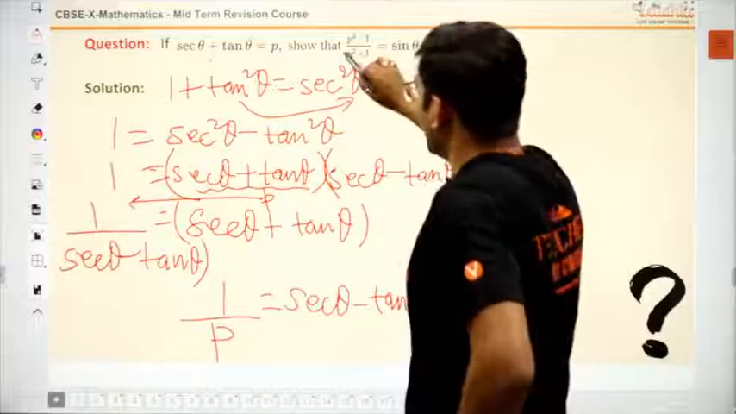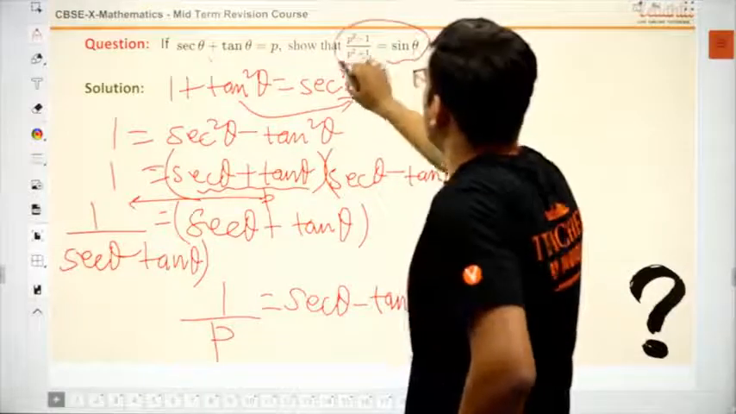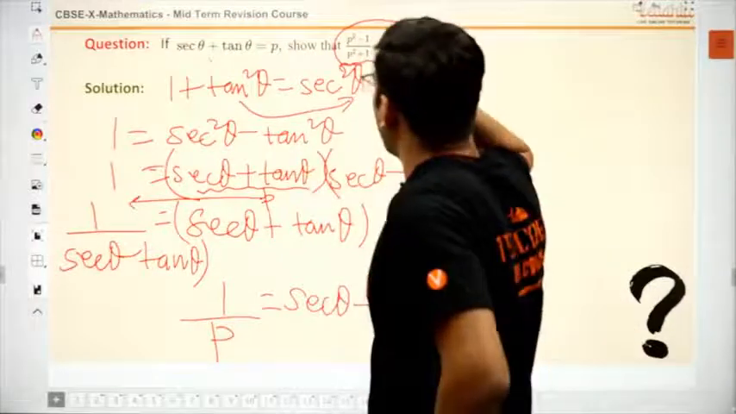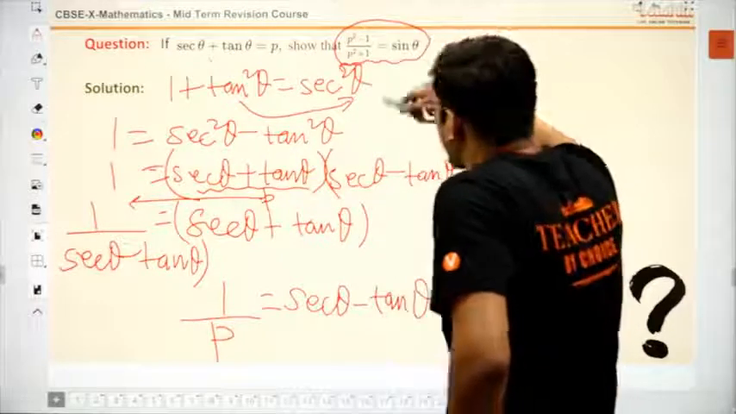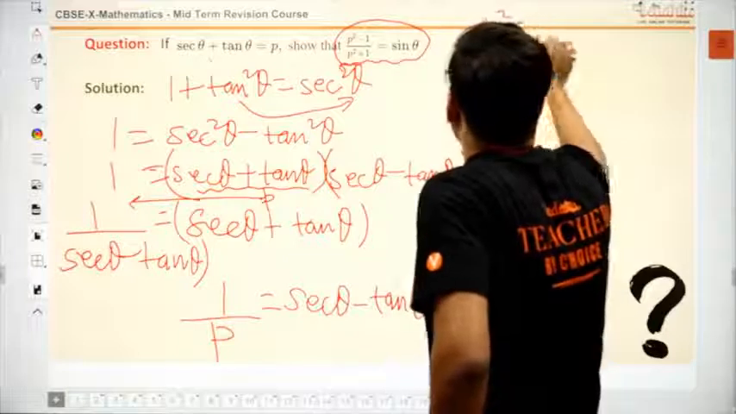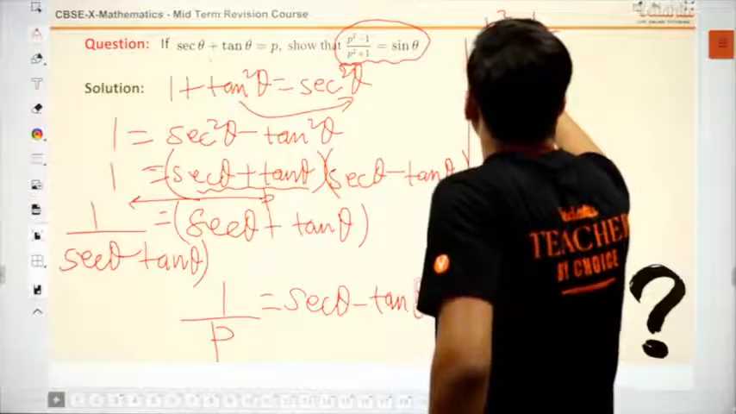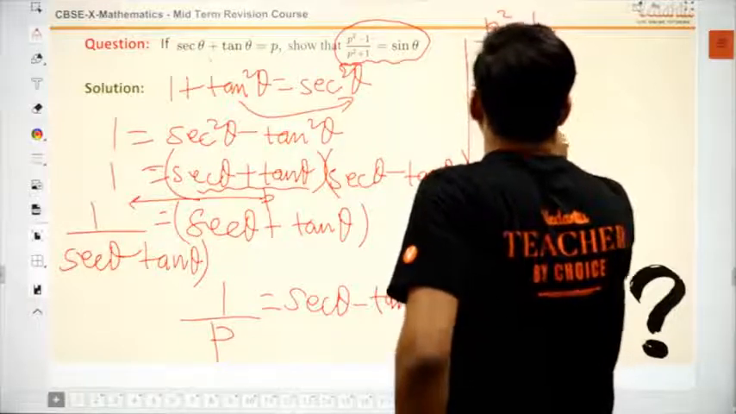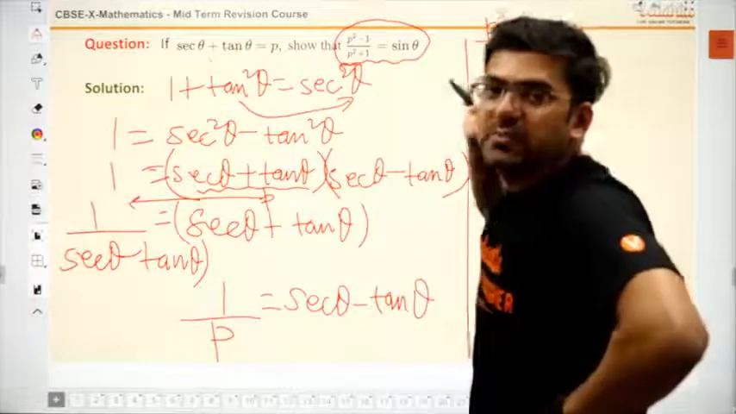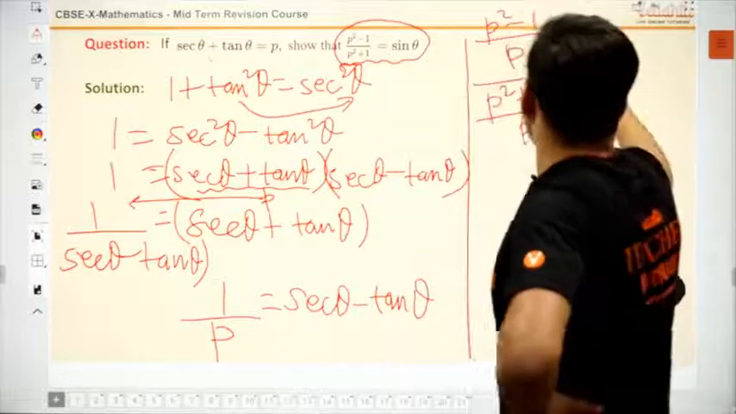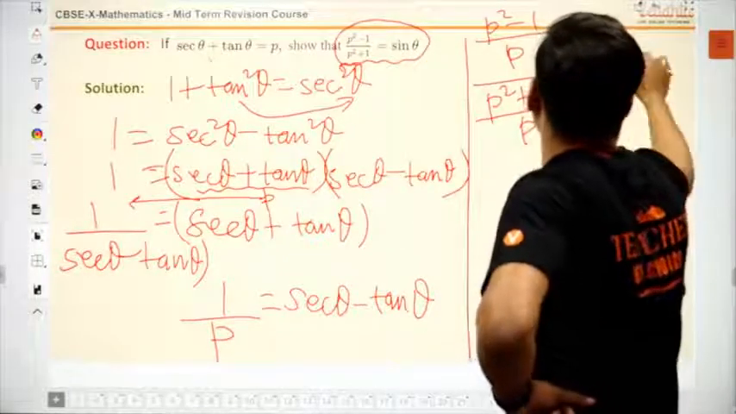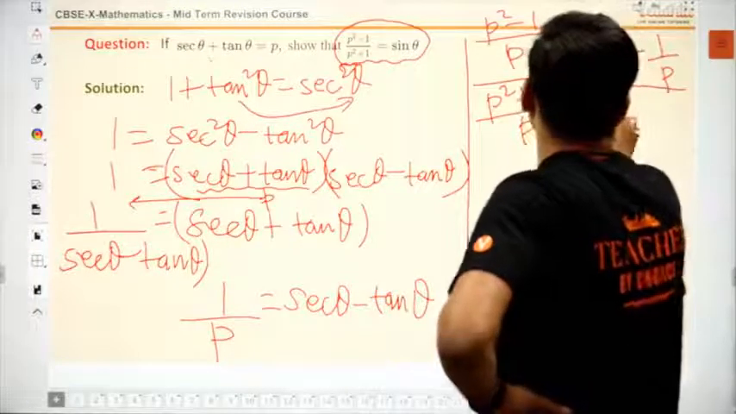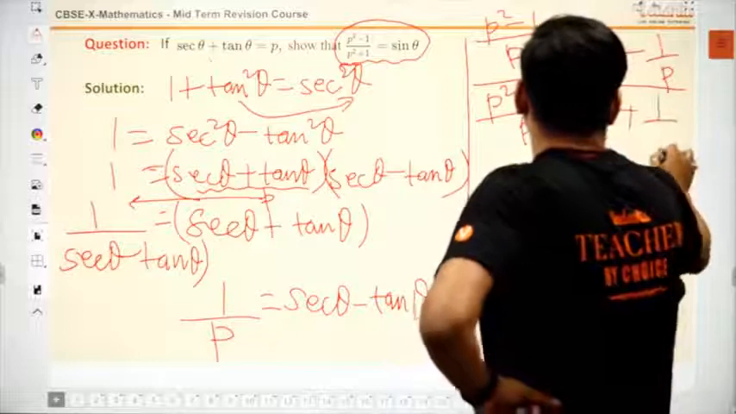Now see, you have to show that p square minus 1 upon p square plus 1 has a value of sine theta. I'll show you how. What you can do is, p square minus 1 is the numerator. Divide the numerator by p and divide the denominator also by p. See, this will be very easy. P square upon p will be p, minus 1 upon p. 1 by p will be 1 by p. Divided by p square by p, it will be p, plus 1 upon p.